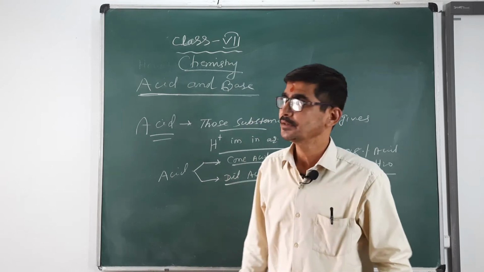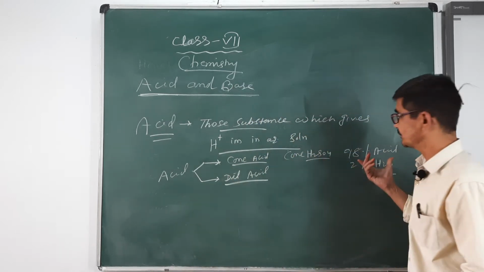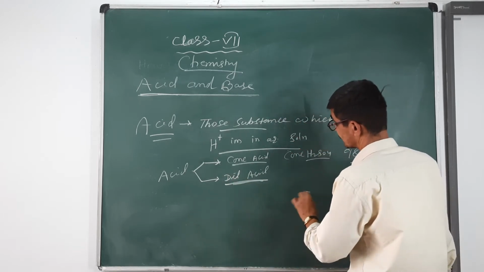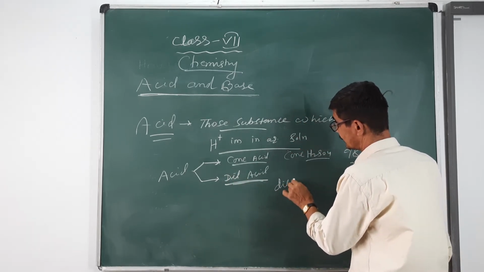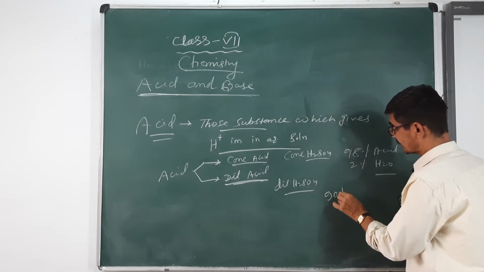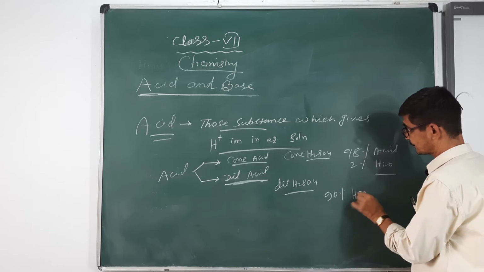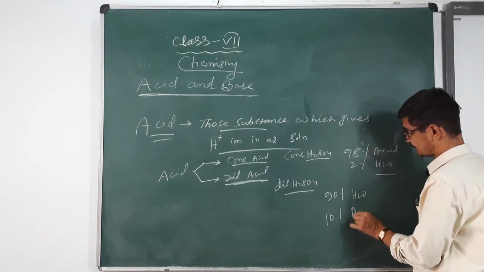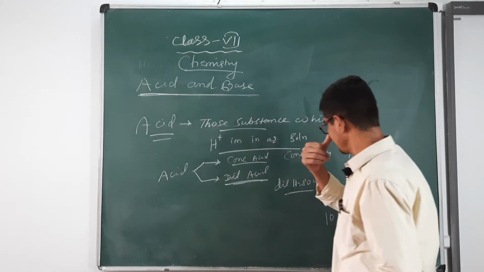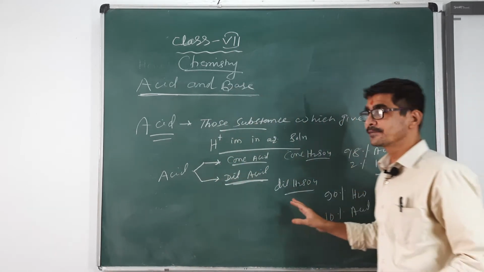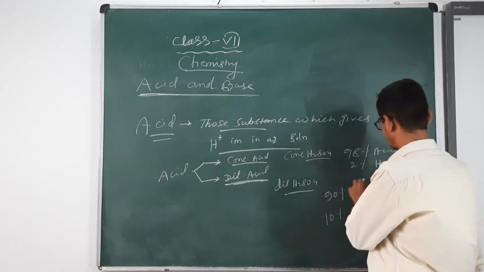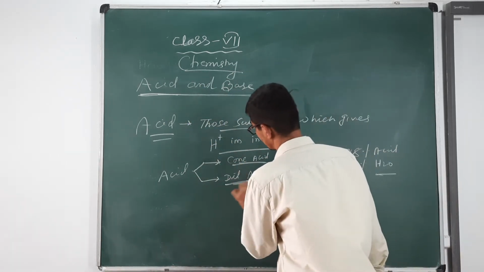Concentrated means the percentage of acid is maximum, but in case of dilute acid, dilute sulfuric acid, it means 90% water and 10% acid. That is called dilute acid. Dilute acid is one in which the percentage of water is maximum. So this is the meaning of concentrated acid and dilute acid.